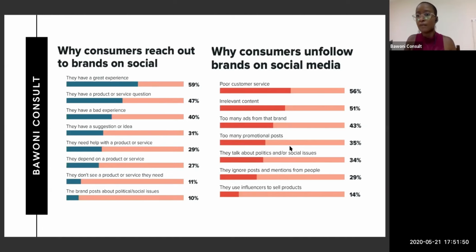Let's say they're always advertising something. So they're always selling. They're not providing any additional value. They're not engaging. Too many promotional posts, always promoting stuff. They talk about politics or social issues. So this is very subjective. Some people don't want to be associated with brands that deal with politics or are affiliated with a specific political party and stuff like that. And then they ignore posts and mentions from people.